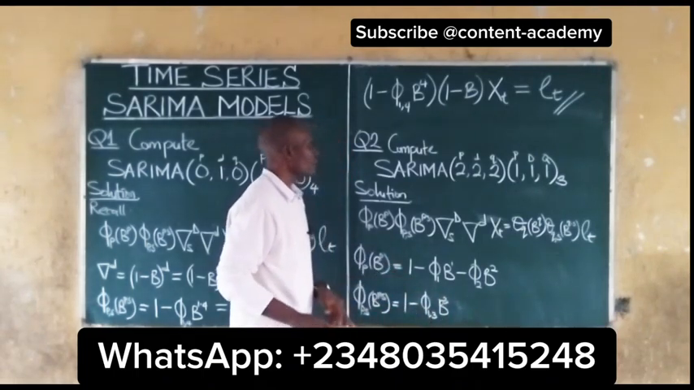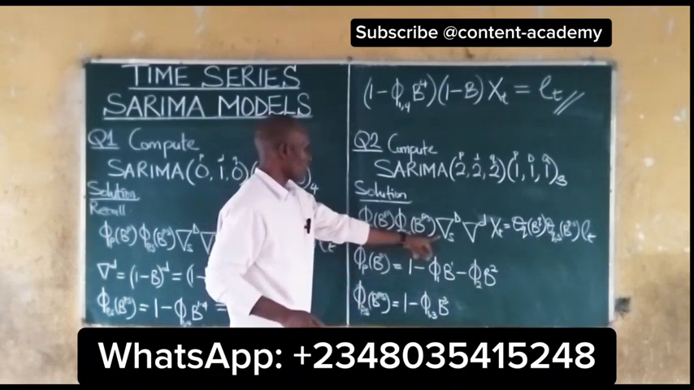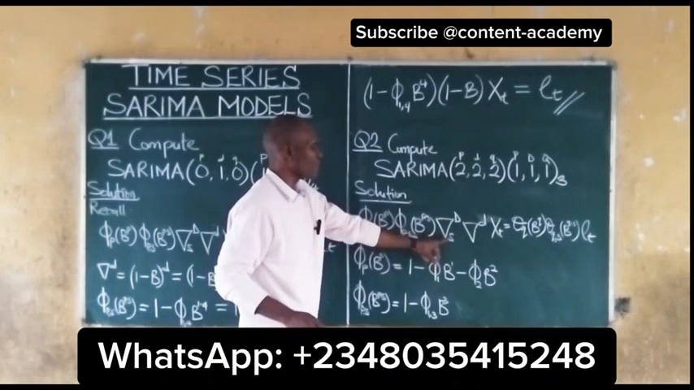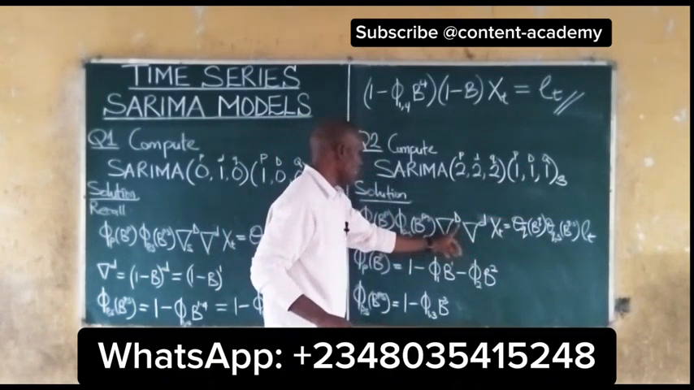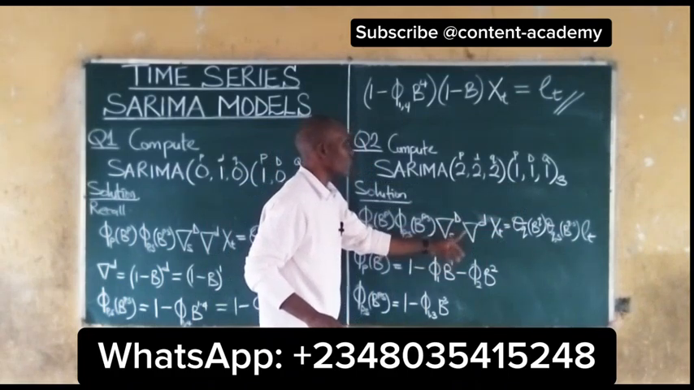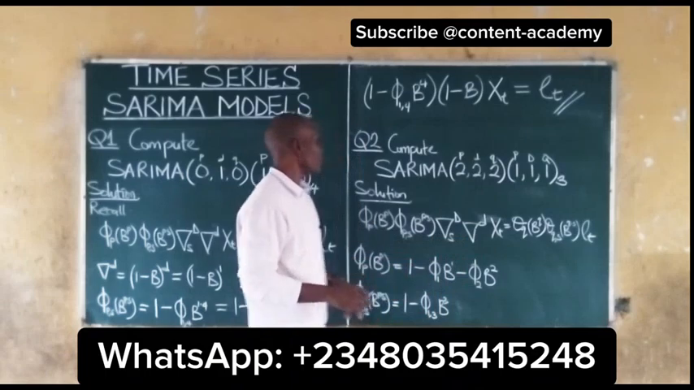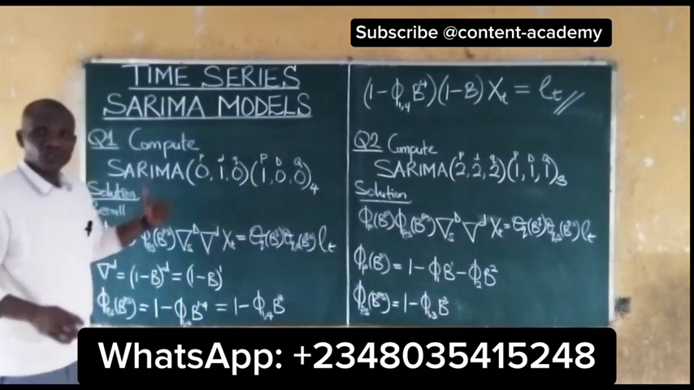The next on our list is the seasonal part, the differencing part. We have it as 1. So the D here is 1, the S here is 3. How do we compute this? We'll move over to this side of the board to do that.